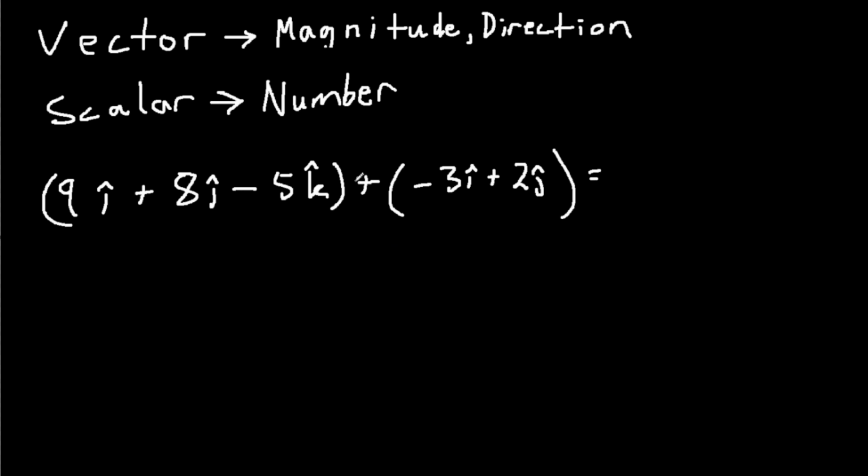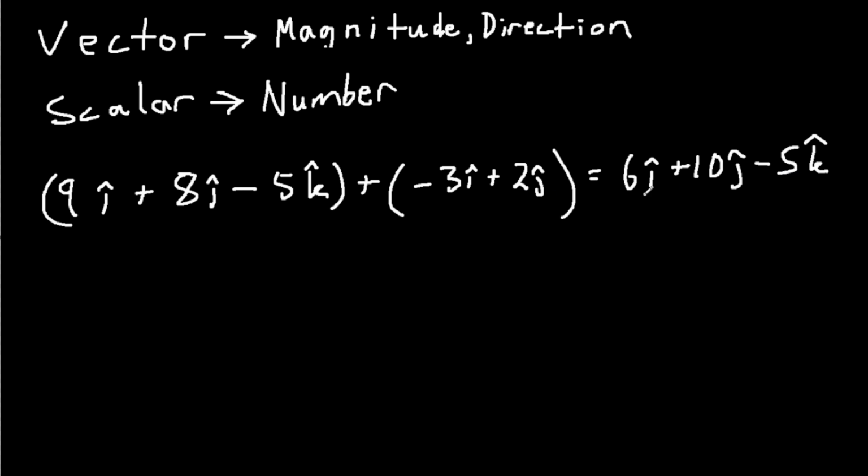So again, I'm just going to add the corresponding values. So what are the i hat values? I hat value of 9 and i hat value of negative 3. Let's add those two together. What do we get? 6 i hat. Okay, now let's add the j values. 8 and 2. 8 plus 2 is equal to 10. And then let's add the k-hat values. K-hat, nothing here. Means 0. So we just leave the k-hat alone. 5 k-hat.